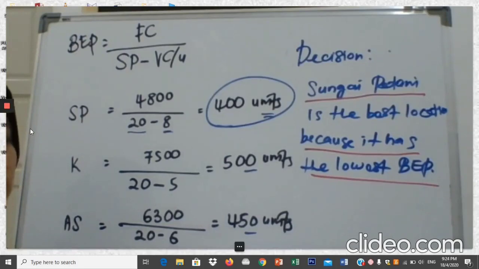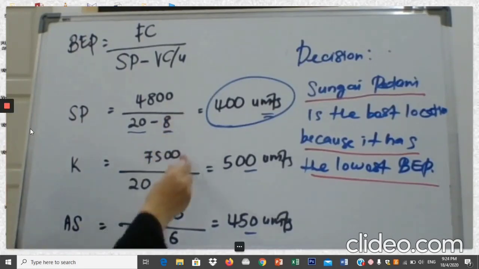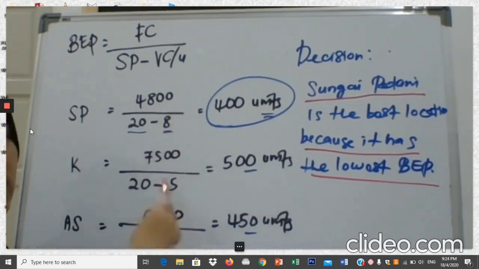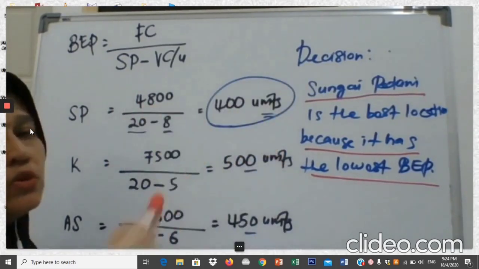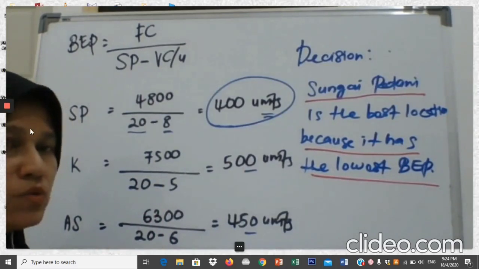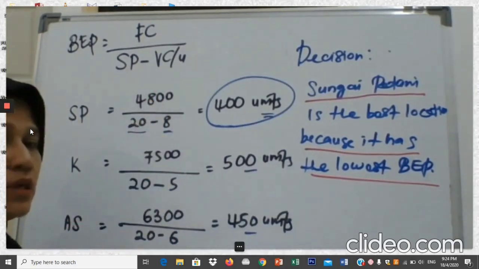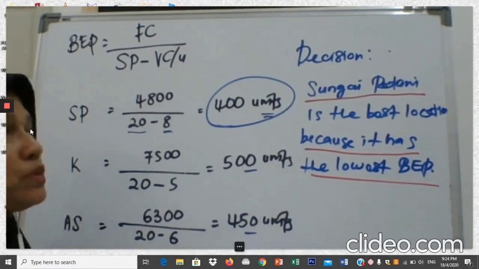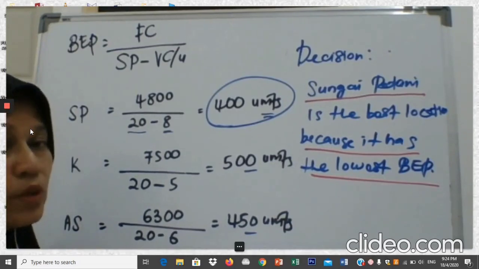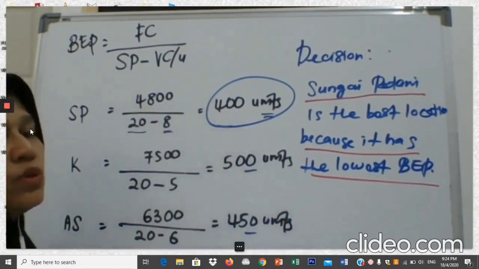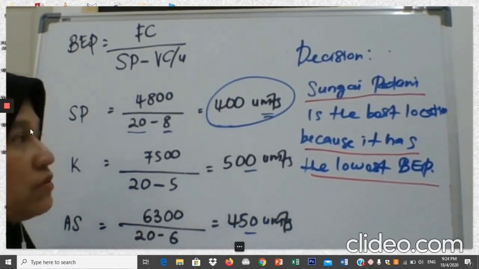Once we have performed all the calculations for the break-even point analysis for all these 3 locations, the last thing that you have to do is to make a decision. By using break-even point analysis, which one is the best? To decide the best location using break-even point analysis, we have to pick the location with the lowest break-even point. So in this case, Sungai Petani has the lowest break-even point.